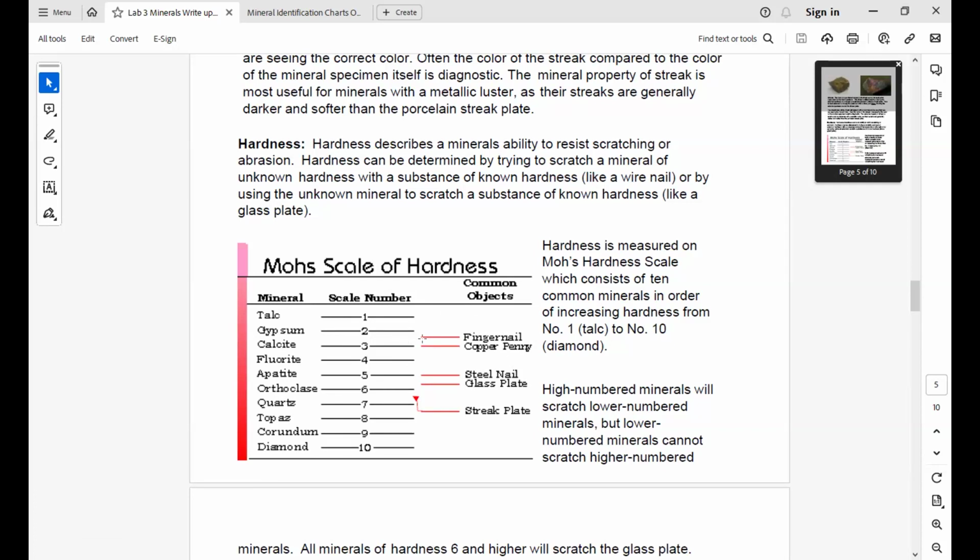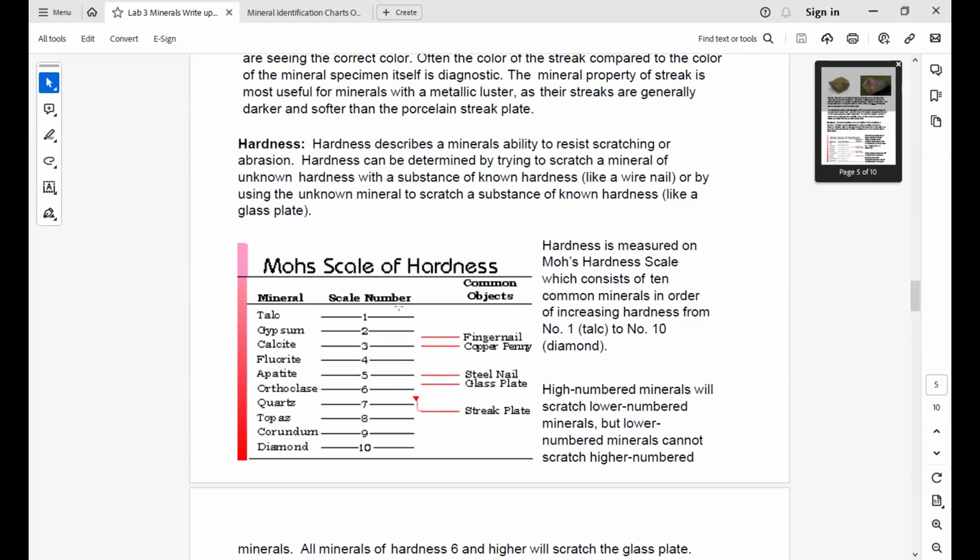Copper penny is 3, and a fingernail. That's an awfully hard fingernail. If you've got a 2.5 fingernail, it's probably your thumbnail, and you've got really hard nails. Most nails are down around 2 to 1.5. And I would suggest you use your thumbnail, because that is the hardest one on most people's hands anyway.